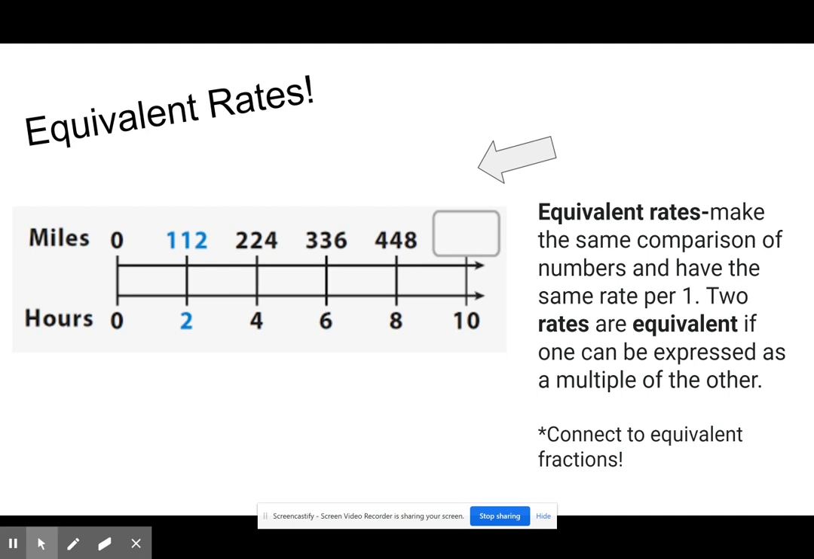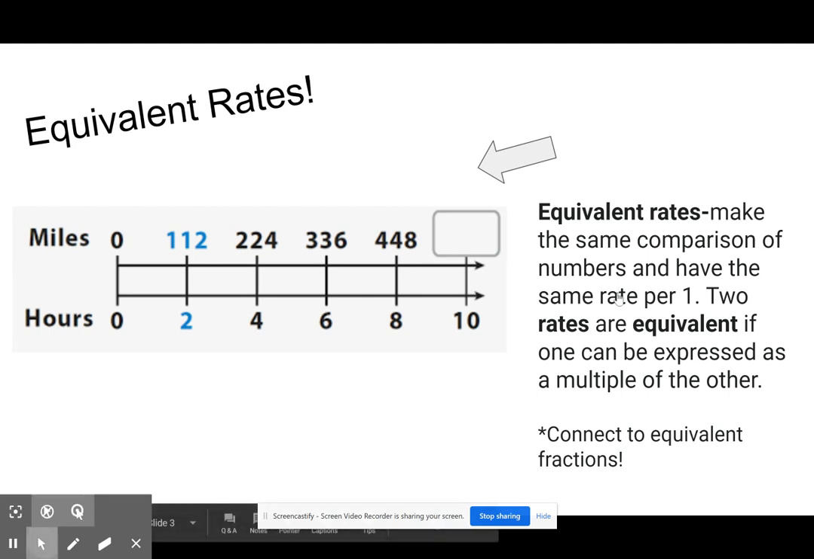Take a look at this double number line. In blue, it's showing us that this car went 112 miles in 2 hours. If it was going at a constant rate, then all of these other rates on the double number line are equivalent to it. So notice the next part over, 224 miles in 2 hours is an equivalent rate to the first one.